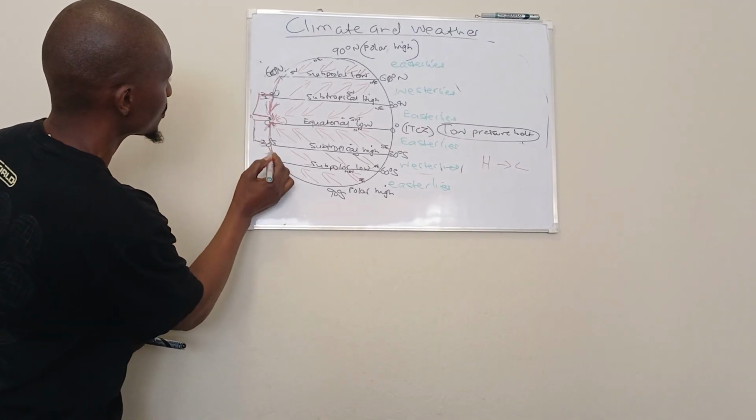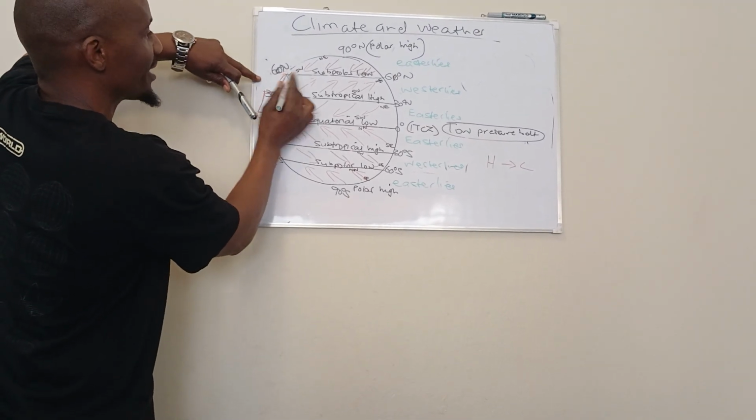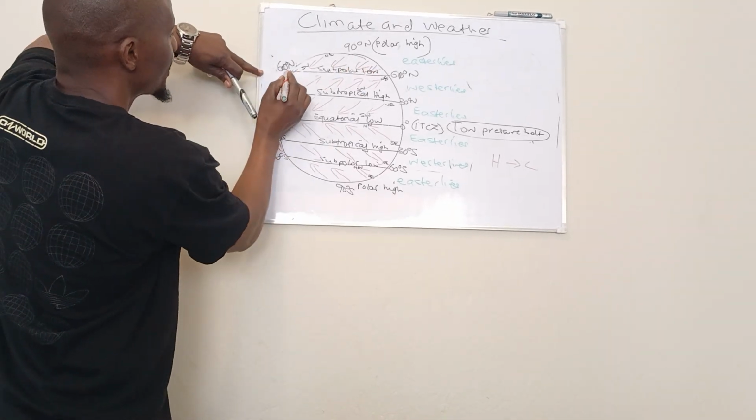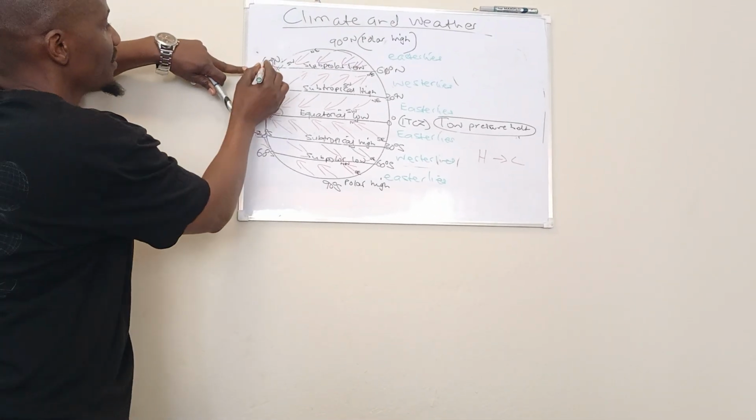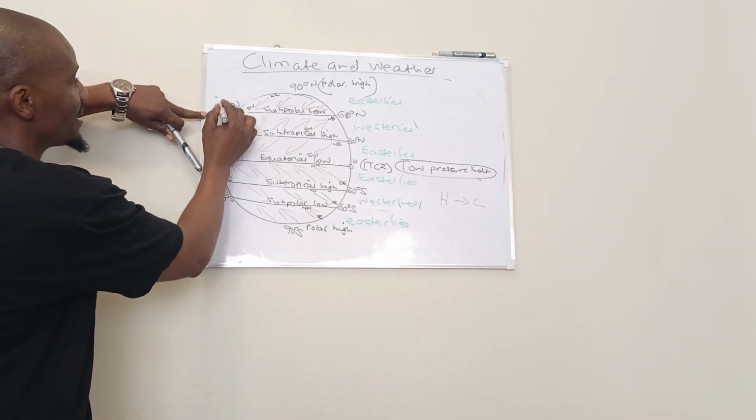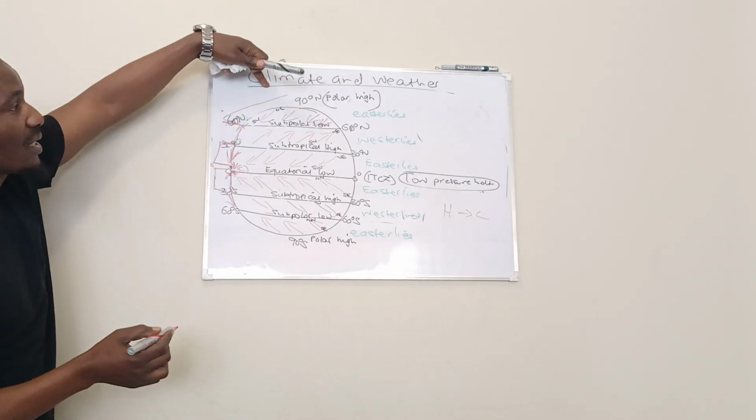It moves there towards the subpolar, and when it gets there, remember this is a low pressure. What happens? It's forced to rise again. When it reaches the upper atmosphere, it diverges. The other one is moving towards the subpolar.